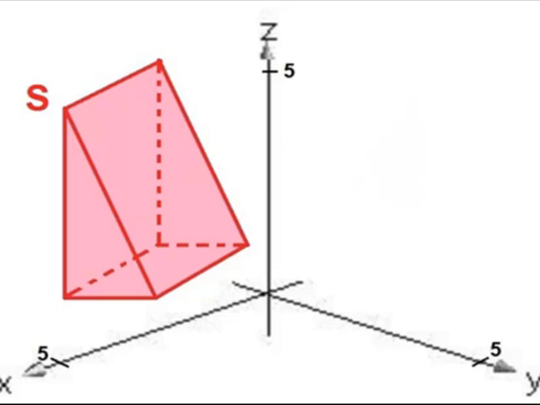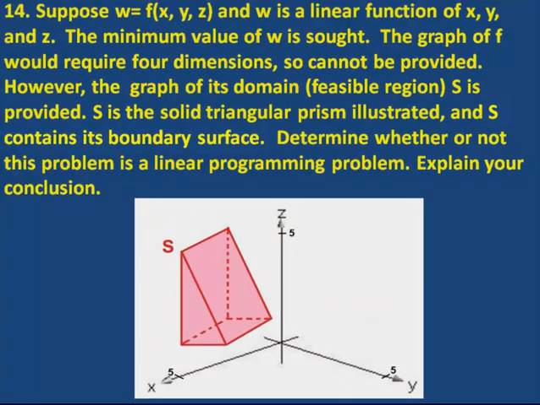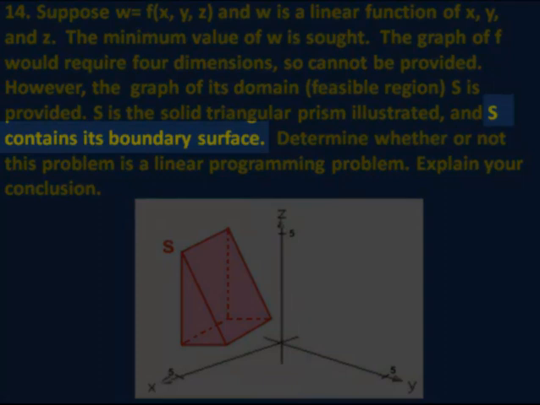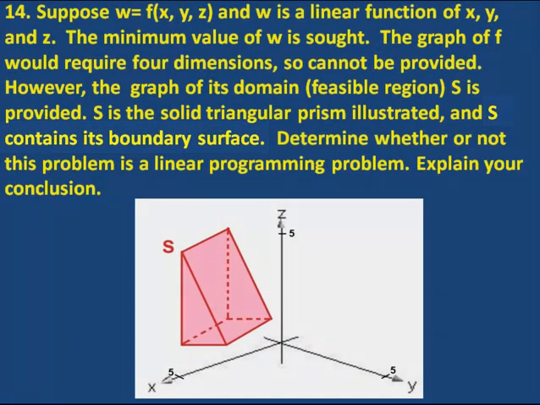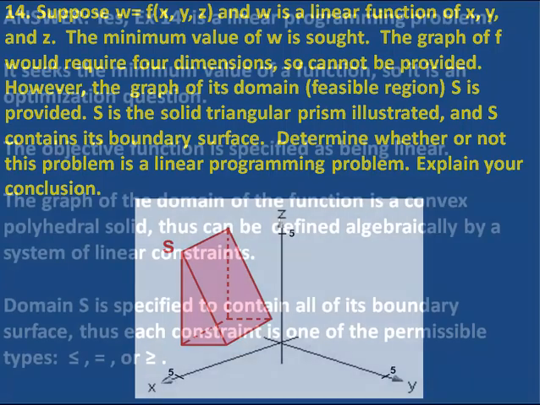Okay. Now, it needs to contain its boundaries, otherwise those surfaces there would not be a less than or equal to or greater than or equal to type inequality solution. However, this problem says very clearly, S contains its boundary surface. Okay, so that fixes the issue about what kind of constraints we have. Those constraints must indeed be amongst the three permissible types. You know what? 14 is a linear programming problem.